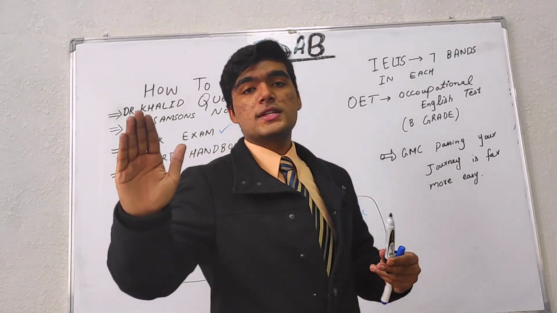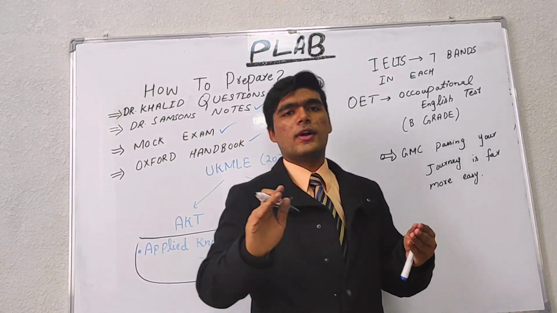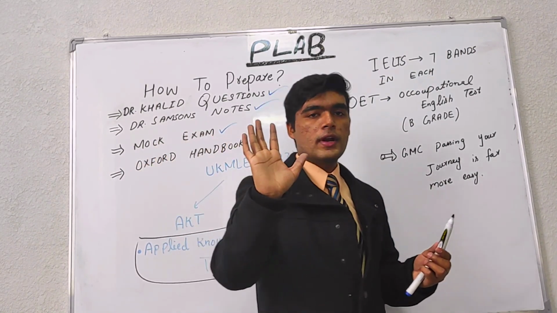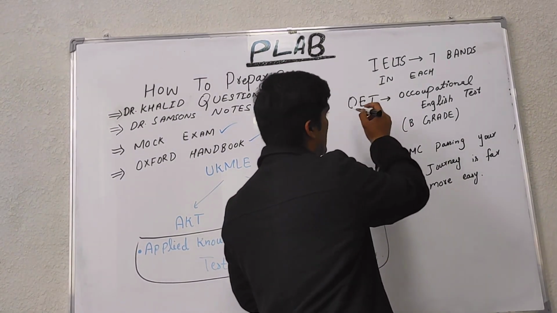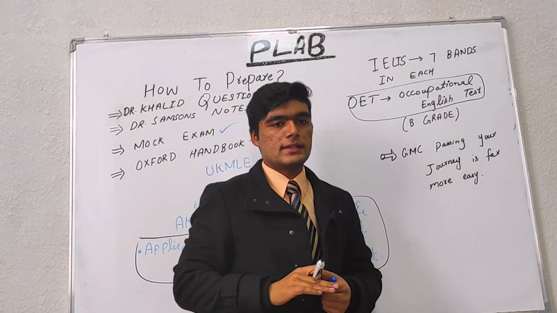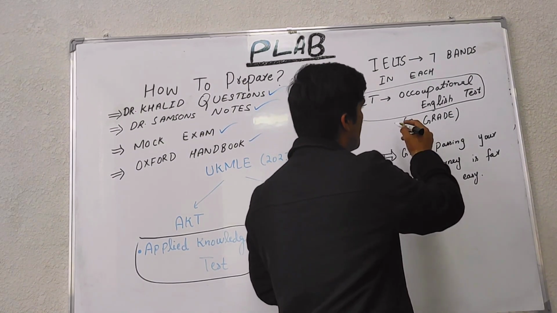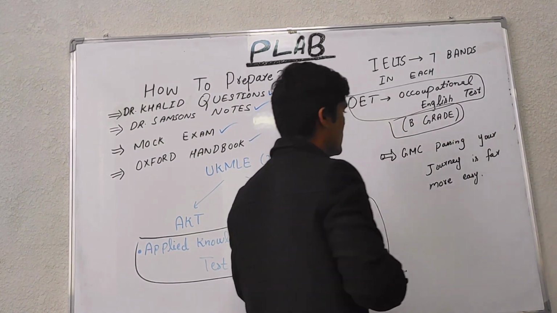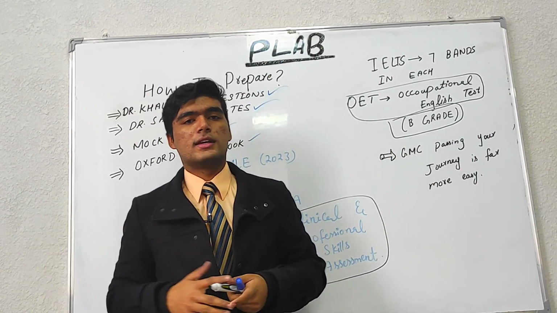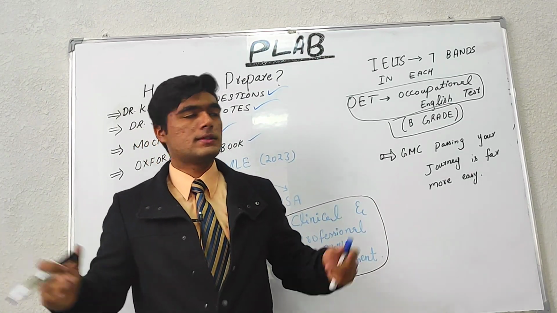Now talking about proficiency in language, we have two main tests. We have IELTS, in which we require 7 bands in each of reading, speaking and writing. We require 7 bands. Besides IELTS we have OET, the Occupational English Test, which is the second exam. It is slightly easier than IELTS. We require a B grade for passing in OET. OET is also available in Pakistan, and like PLAB, it has international recognition.